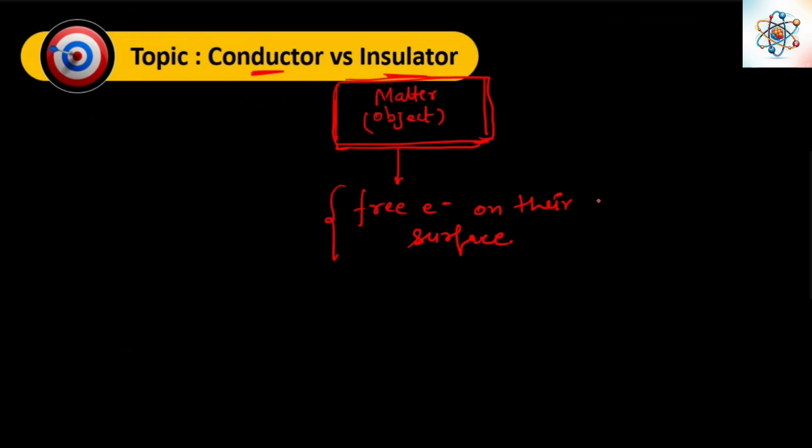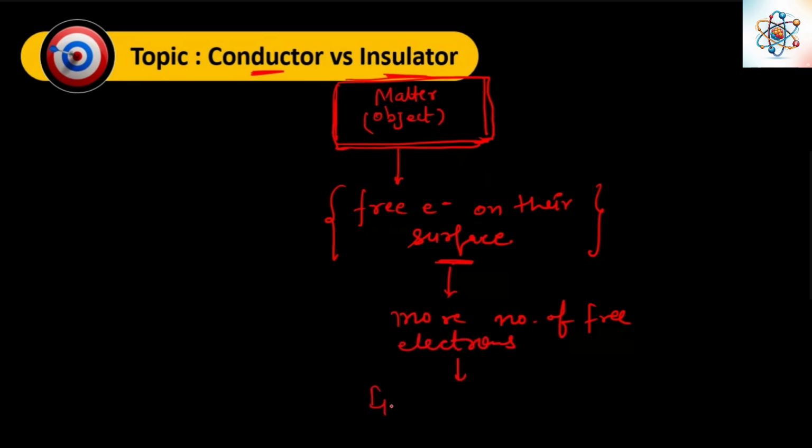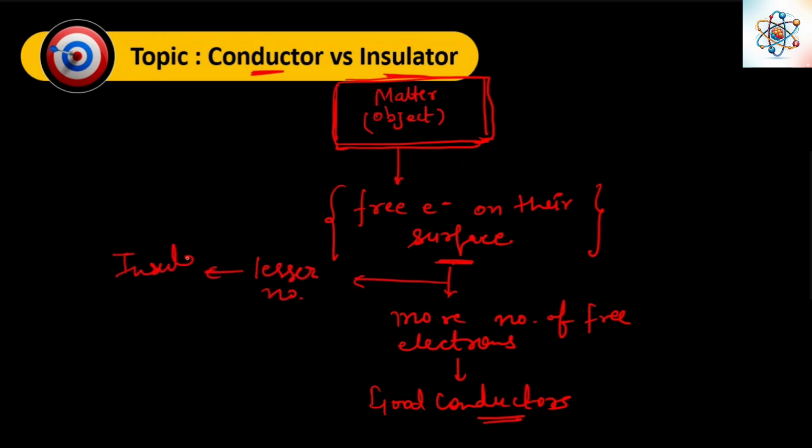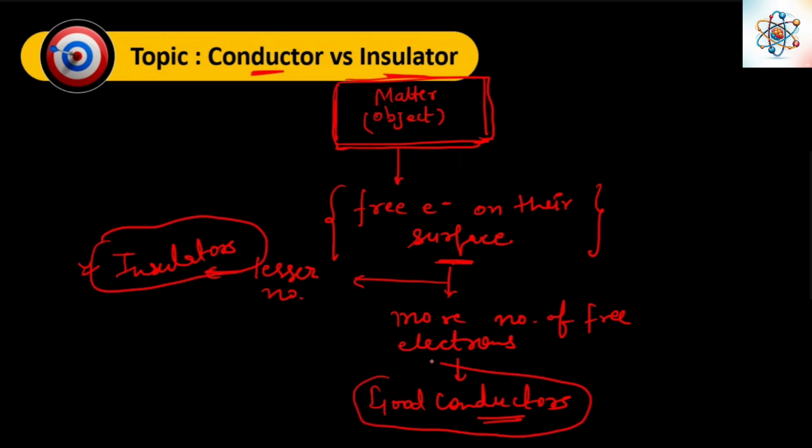So we found that those surfaces which possess more free electrons are good conductors, which possess lesser number are mostly insulators. So this is the microscopic level to understand the difference between conductors and insulators.